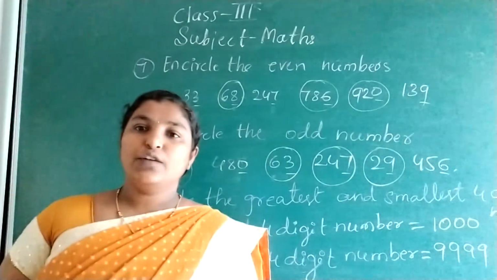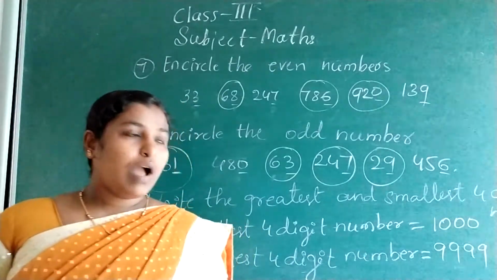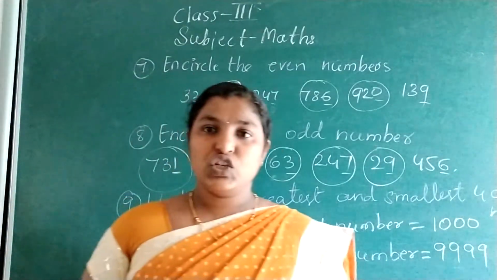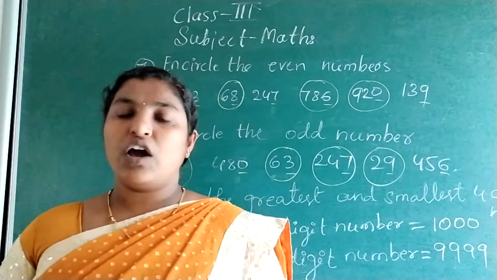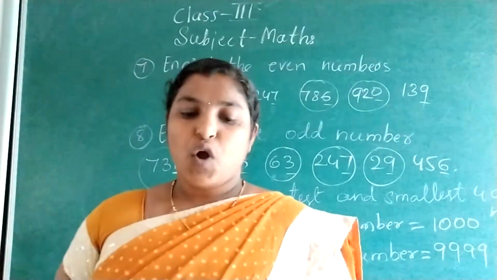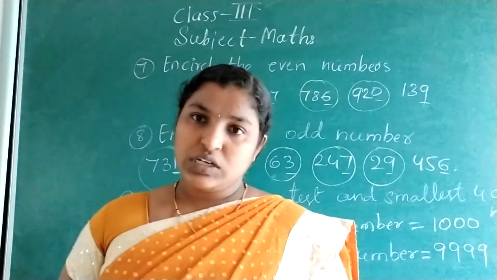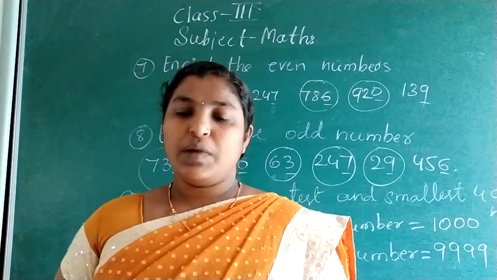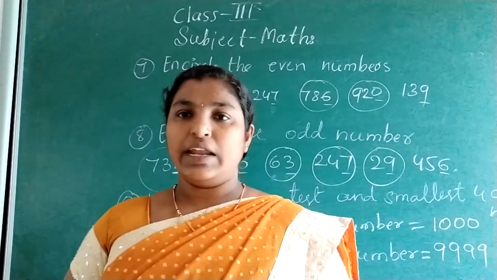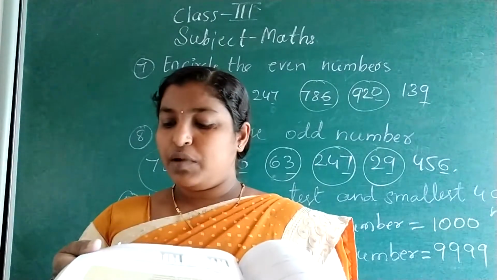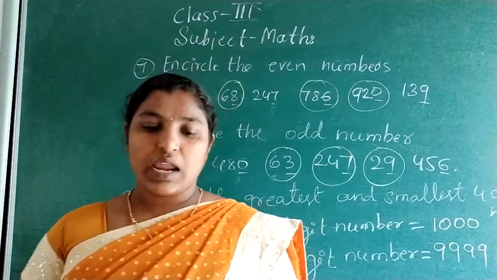We have completed 2.3. So after finishing this lesson, what are the things we know? The smallest 4-digit number is 1000. The greatest 4-digit number is 9,999. I am reading from page number 229.